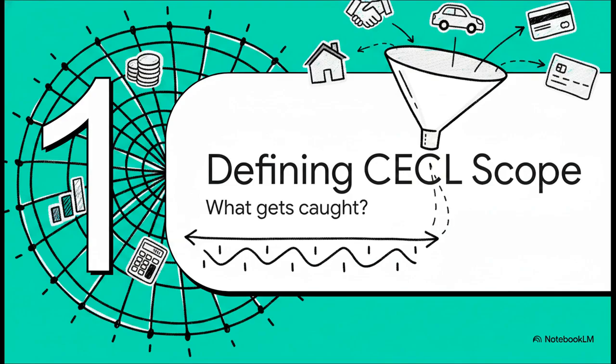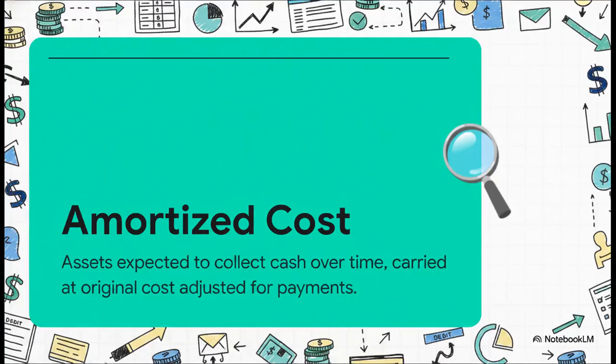Okay, kicking things off with Section 1, defining the CECL scope. Or, in other words, what exactly gets caught in the CECL net? The fundamental threshold concept that you really need to burn into your memory here is amortized cost. CECL applies to financial assets that are measured at amortized cost. So what does that actually mean in plain English? It means these are assets where your company expects to collect cash over time, and you're carrying that asset on your balance sheet at its original cost, just adjusted for any payments you've already collected. It's that simple. If an asset is measured this way, CECL applies.